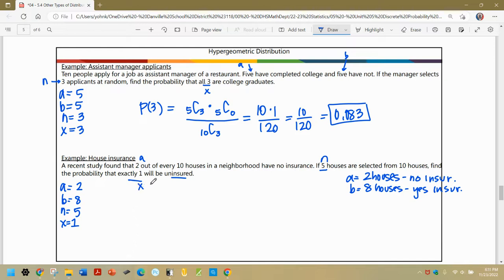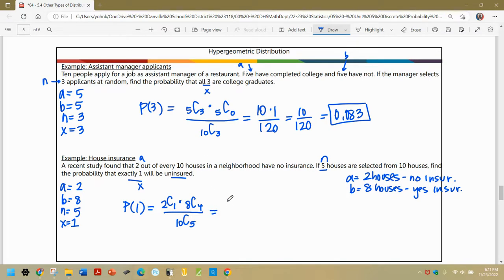So now we're going to use the formula, probability that exactly one. So remember, we are picking from 10 houses, we are choosing 5. I want, out of the 2 uninsured houses, I want 1 to be uninsured. And out of the 8 insured houses, I want 4 to be insured. Remember from the previous chapter that the 2 bottom left numbers, 2 and 8, should add up to the bottom left number 10. And the 2 bottom right numbers, 1 and 4, should add up to the bottom right number 5.